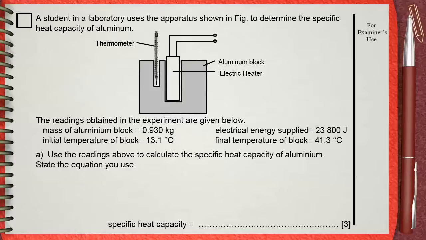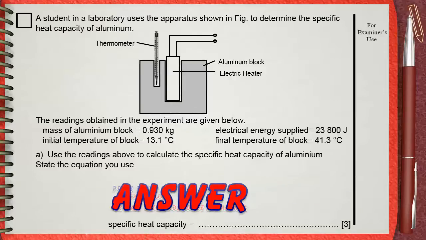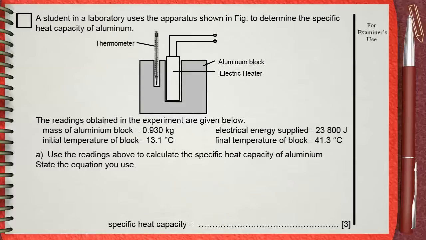Final temperature of the block is 41.3 degrees Celsius. Use the readings above to calculate the specific heat capacity of aluminium. State the equation you use. Like any other calculation, we must first identify the givens.